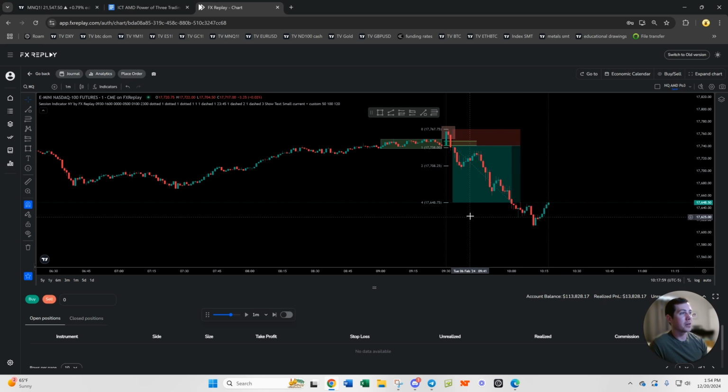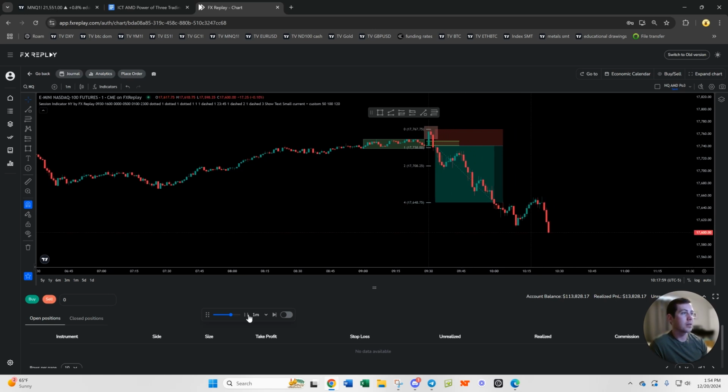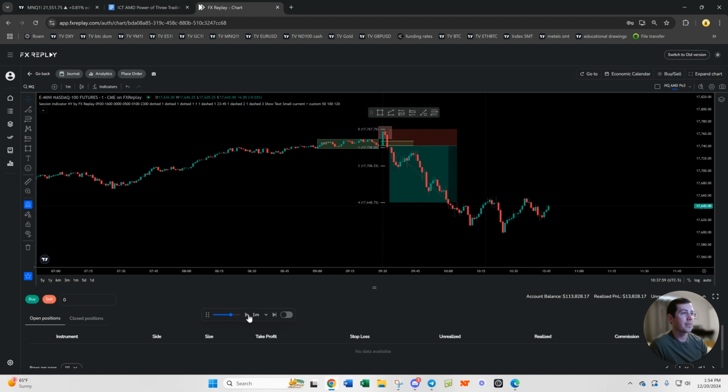So maybe in a choppier environment it doesn't do quite as well. But let's continue to see what we're getting. So potential accumulation zone right here.